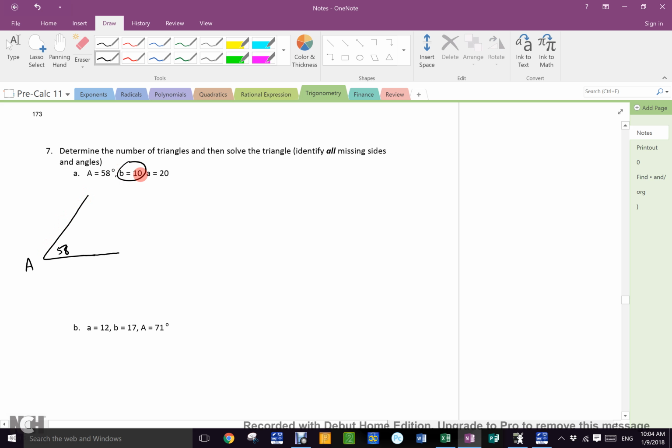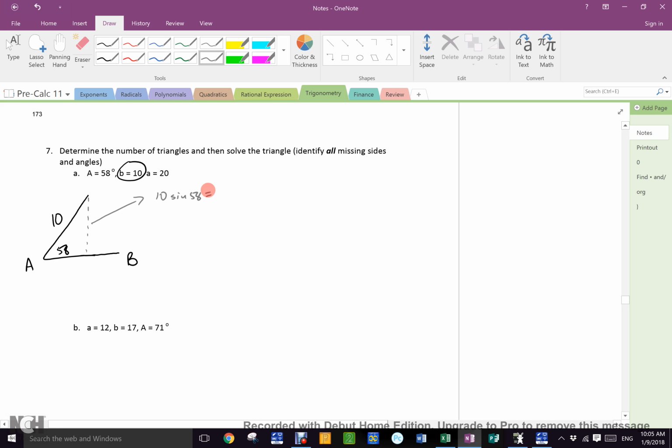Well, we know one of the sides is 10. So what should I write here? The 10. Which makes this angle what? B. It's different than we've been drawing it before. But we know how to draw, right? So once we have these two, can we use that to find our altitude? Yeah, because we know that this altitude here is going to be 10 sine 58, right?